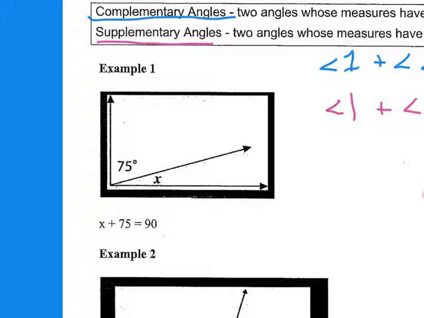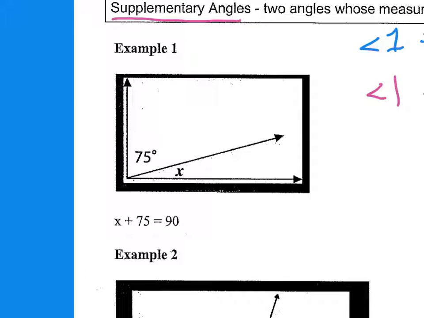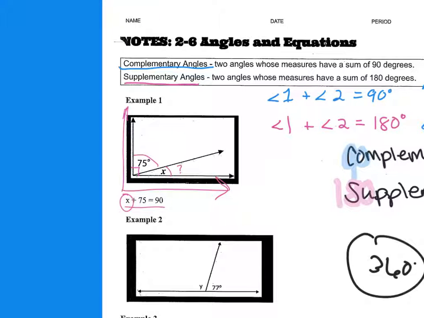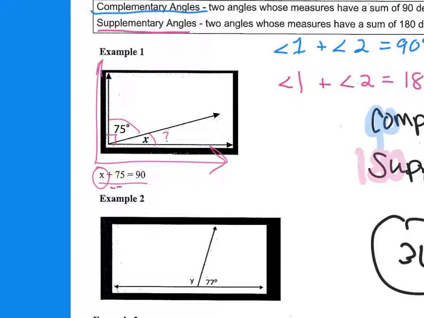So on number 1, we've got angle 1 is 75 degrees. Angle 2 is what we don't know. That's what we're trying to figure out. If this was not written out for you, what kind of angle is that? Complementary or supplementary? Complementary. So 75 and something else should add up to 90 degrees. In example 1, solving an equation, 90 minus 75. That's all you're doing. These are easy.